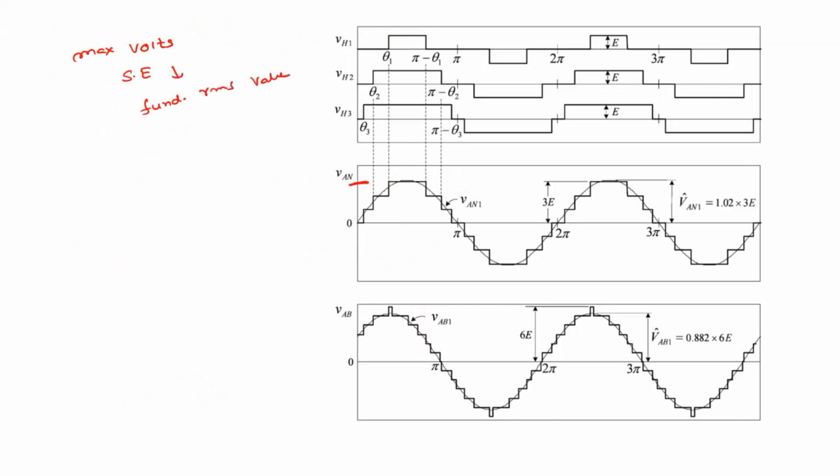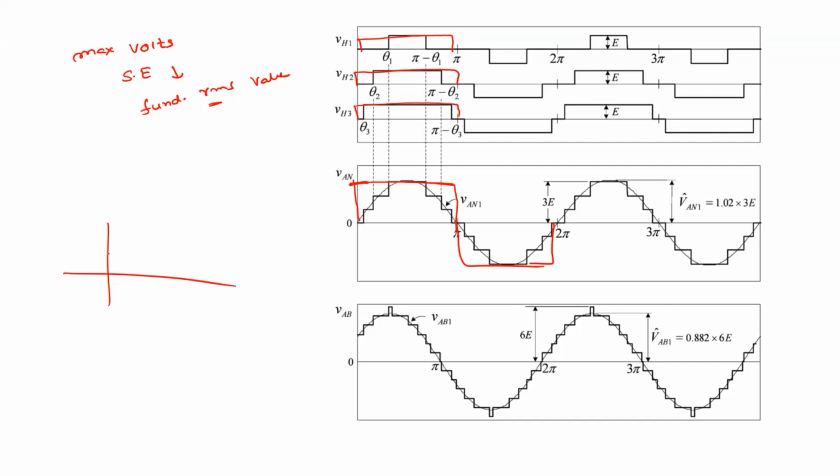What is the maximum voltage? Fundamental RMS value. If we assume that this is producing a square wave, and this is also producing a square wave, so the entire thing will be a square wave, right? So this is the maximum possible voltage, agree? So what is its fundamental RMS value? What is the fundamental RMS value of this waveform?